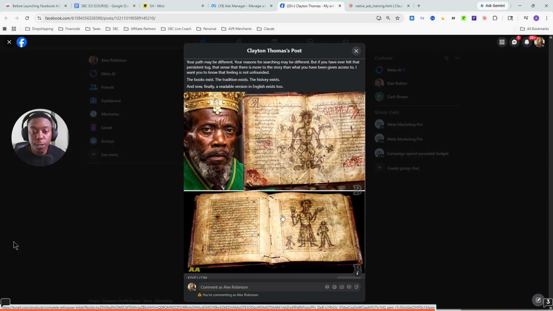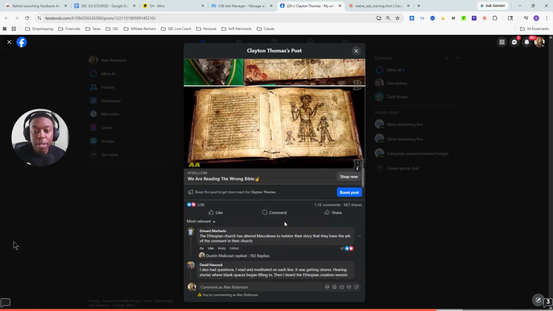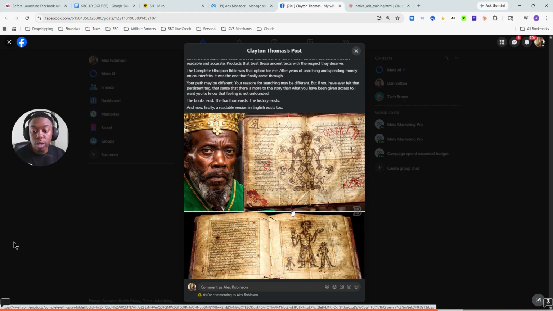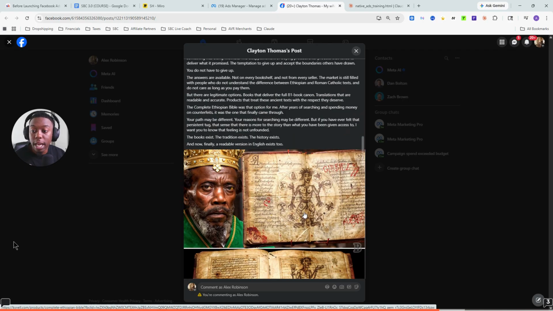that was posted organically. So in this example here, selling an Ethiopian Bible, and this post here went organic. It was posted organically and did really well and went viral organically. So I just nabbed that organic post, ran it through AI to change it up a little bit, and then I ran it as an ad.